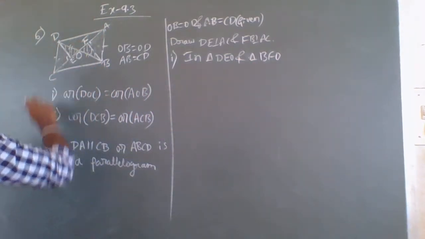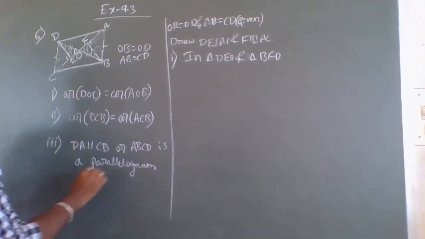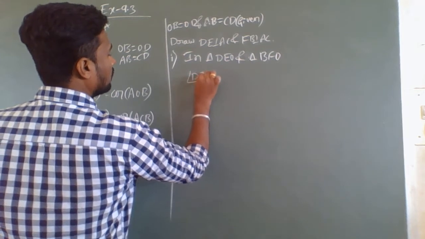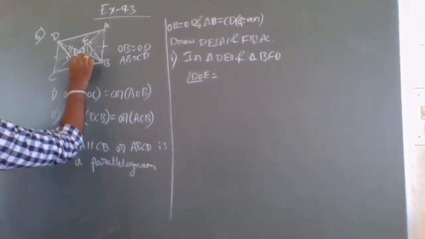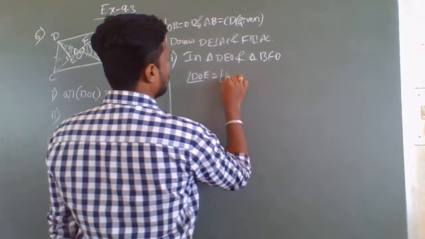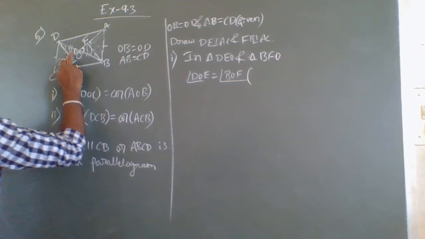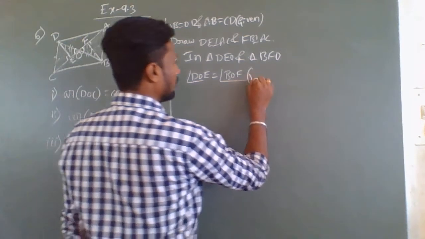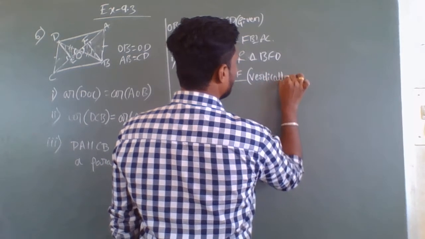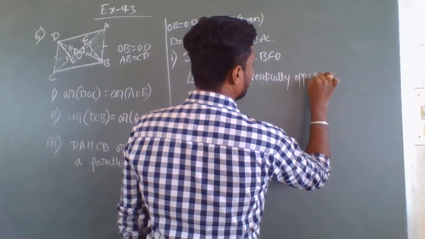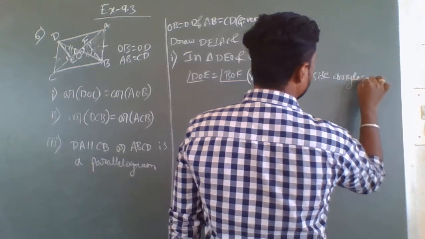Let's see now. So first I will consider only triangle DEO and BFO. Now here you can see this angle DOE equals this angle BOF, because these two angles are vertically opposite angles, therefore these two angles are equal.